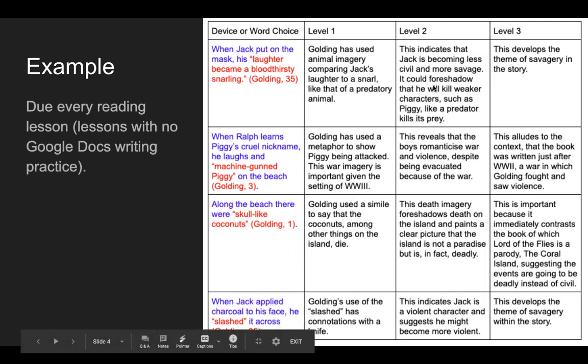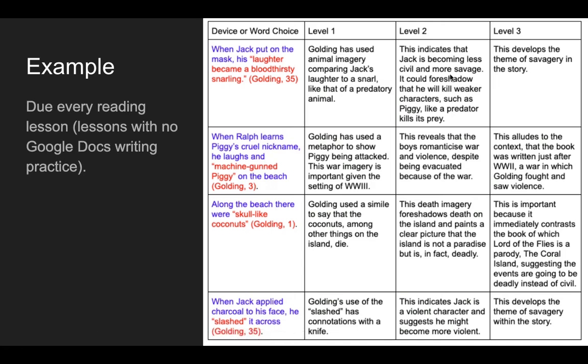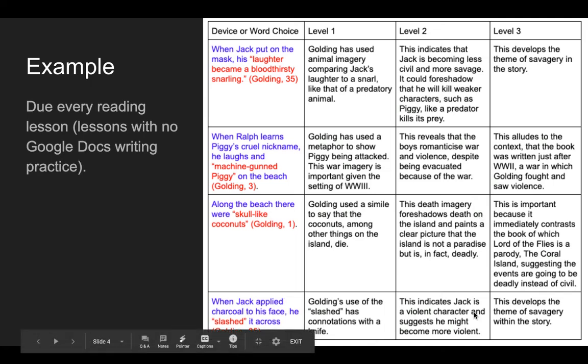So for the first one, this indicates that Jack is becoming less civil and more savage. It could foreshadow that he will kill weaker characters, such as Piggy, like a predator kills his prey. This one here reveals that the boys romanticise war and violence despite being evacuated because of the war. The skull-like coconuts, this death imagery foreshadows death on the island and paints a clear picture that the island is not a paradise but is in fact deadly. And the slashed one, this indicates Jack is a violent character and suggests he might become more violent.